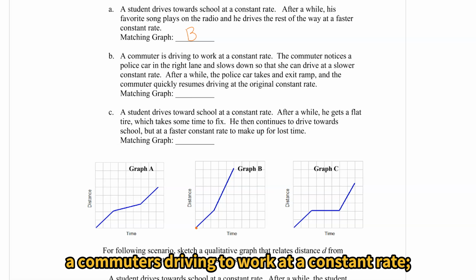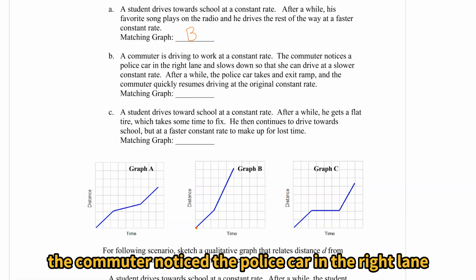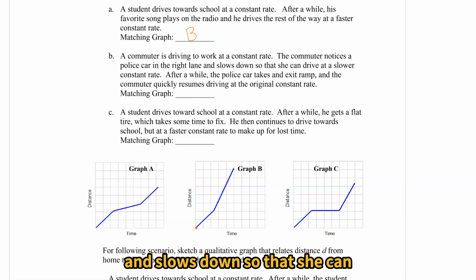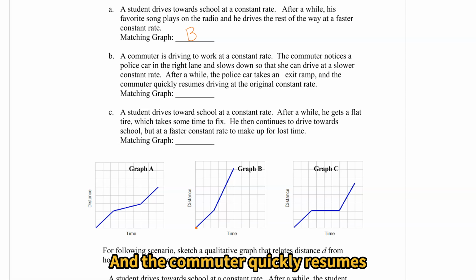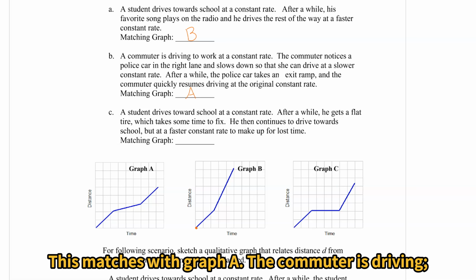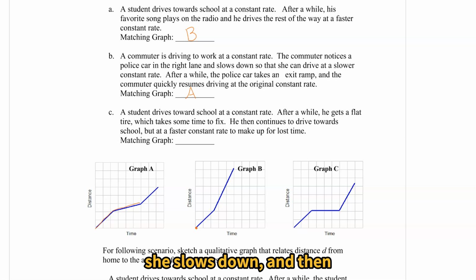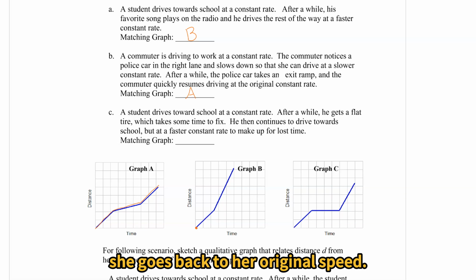For the second one, a commuter is driving to work at a constant rate. The commuter notices a police car in the right lane and slows down so that she can drive at a slower constant rate. After a while, the police car takes an exit ramp, and the commuter quickly resumes driving at the original constant rate. This matches with graph A. The commuter's driving, she slows down, and then she goes back to her original speed. And so the last one would go with C, but let's see how it makes sense.